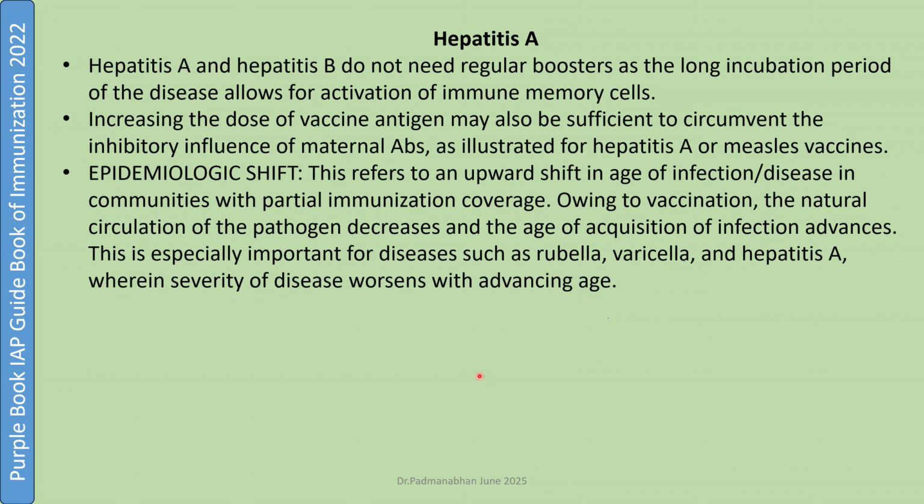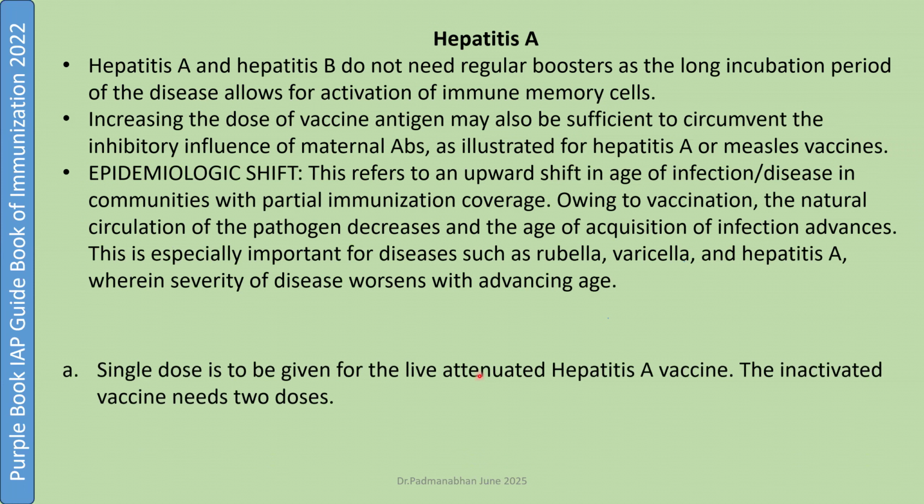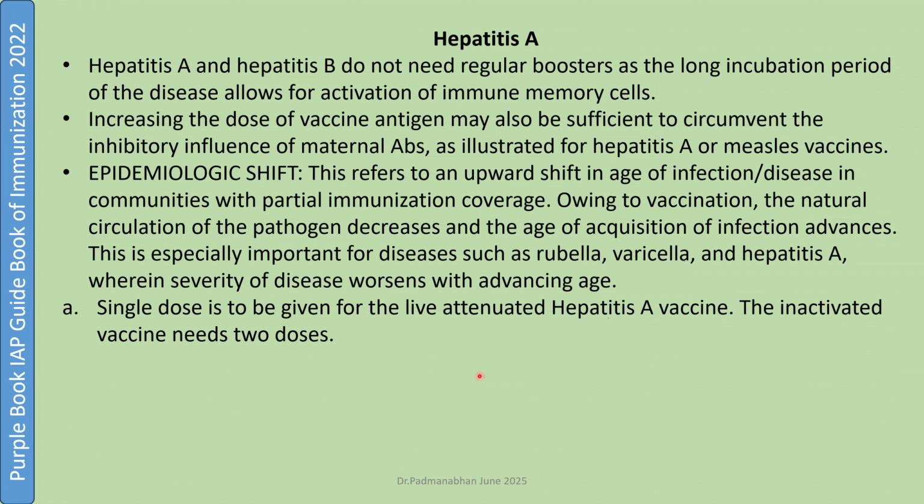Okay. Epidemiologic shift. This refers to an upward shift in age of infection or disease in communities with partial immunization coverage. Owing to vaccination, the natural circulation of the pathogen decreases and the age of acquisition of infection advances. This is especially important for diseases such as rubella, varicella, and hepatitis A, wherein severity of disease worsens with advancing age.